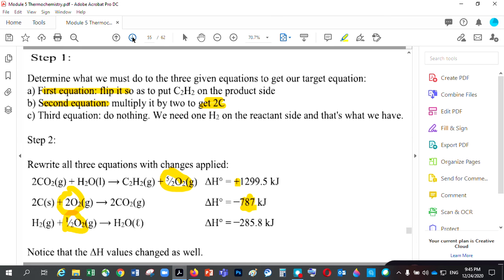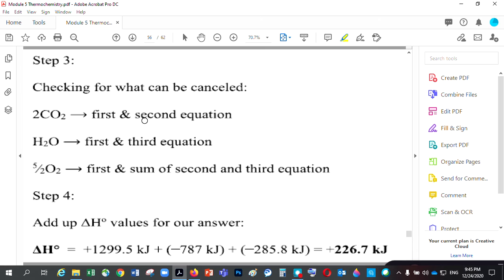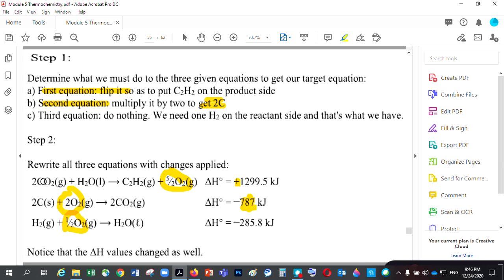Correct? So if you look at the whole thing now, checking. This is the whole thing here. The 2 CO2 from the first and second equation, when you add them up, H2O, the third and the first, and this one will add itself up. So if I go back and look, the CO2 is there, correct? The CO2 from the first equation, and then the CO2 here will cancel the first two and two here. They are canceling themselves out. That's out, and this is out. And this one is here, that's what we need.